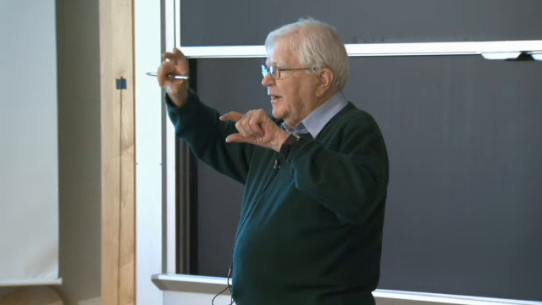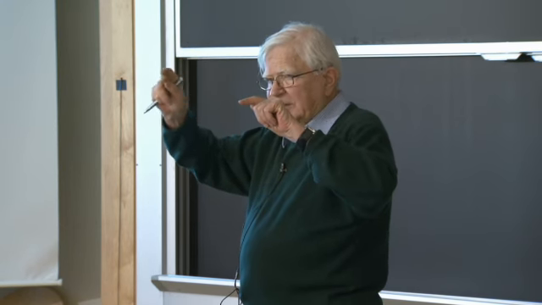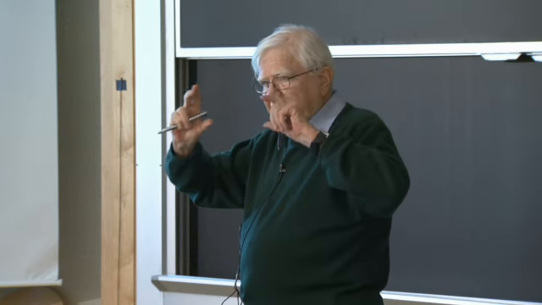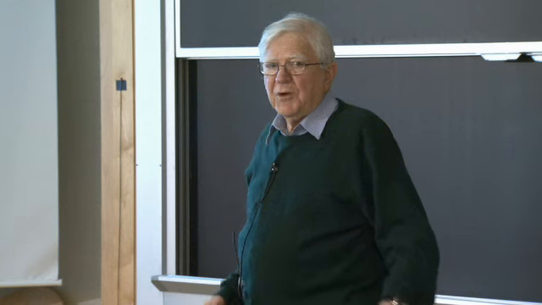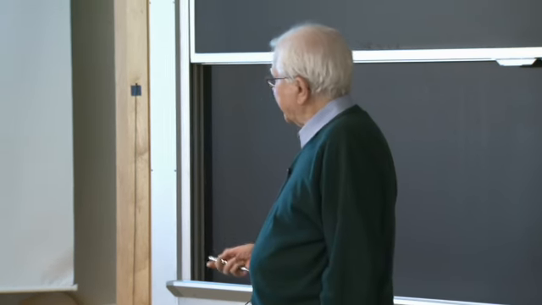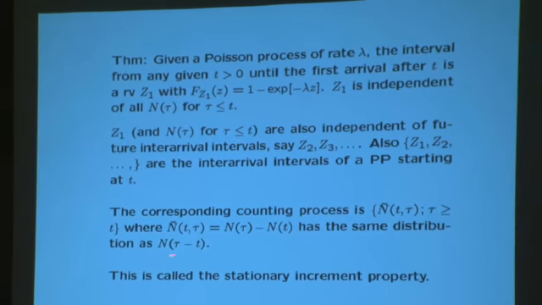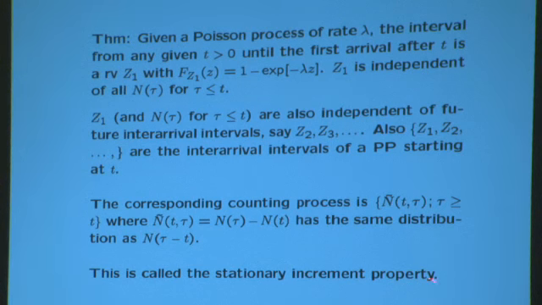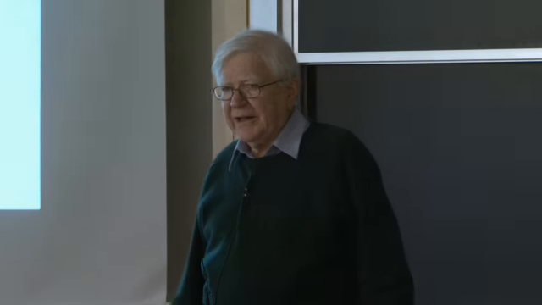If you look at that difference, so many arrivals up until t, so many more up until time tau, the number of arrivals in that interval is the same Poisson distributed random variable again. So it has the same distribution as n of tau minus t. And that's called the stationary increment property. It says that no matter where you start a Poisson process, it always looks exactly the same.